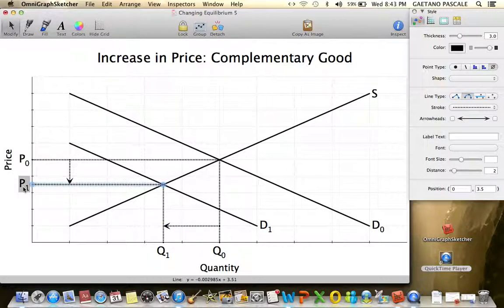And let me group these together so they're easier to see. So here was our original equilibrium. After the increase in price of a complementary good, the demand curve shifted inward, moved us to a new equilibrium point, and we see that the new equilibrium price is less than the original equilibrium price, and the new equilibrium quantity is less than our original equilibrium quantity.